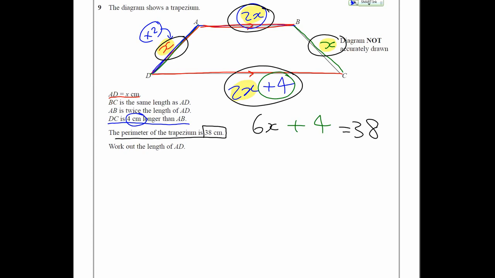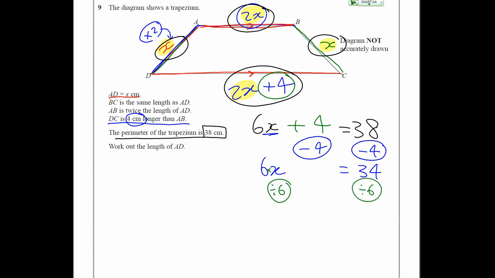Now we want to get x on its own. We want to solve this equation. Take away 4 from both sides. And you get 6x is 34. This is why it's a calculator paper, because we want x on its own. We're currently timesing by 6. We want to divide by 6 to undo it. Type in your calculator, 34 divided by 6. And you can leave it as 17 over 3 or 5.6 reoccurring. I prefer 17 over 3, and it is in centimeters. Do not forget your units.